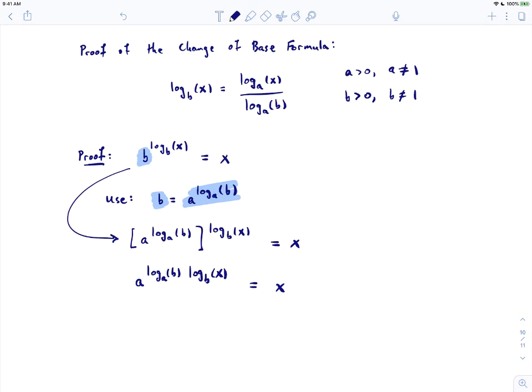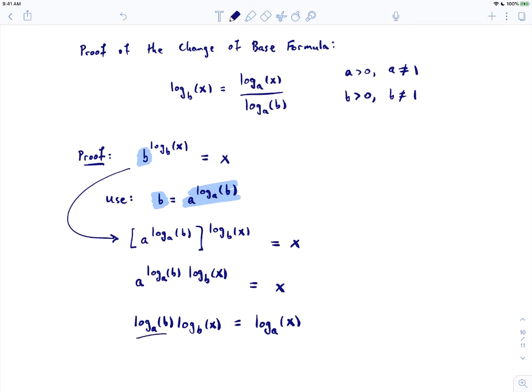The next thing to do is to get all of this stuff out of the exponent. So the way we do that is we use log base a. So we compute log base a of both sides. Or another way of saying it is that this power is the power of a that gives us x. So in other words, the exponent log base a of b times log base b of x, this is the power of a that gives us x.